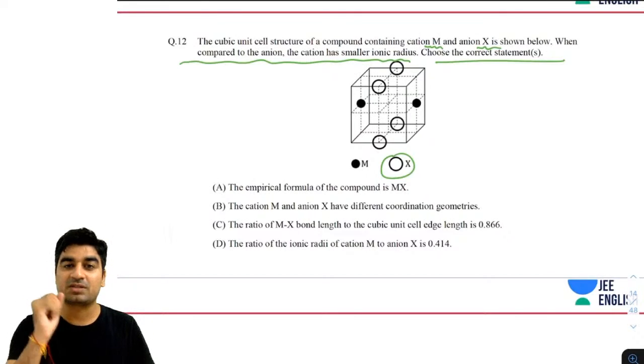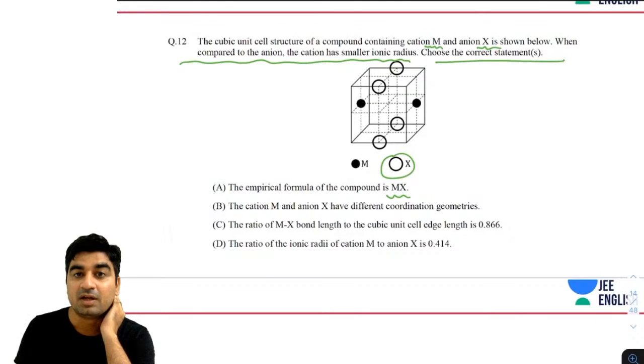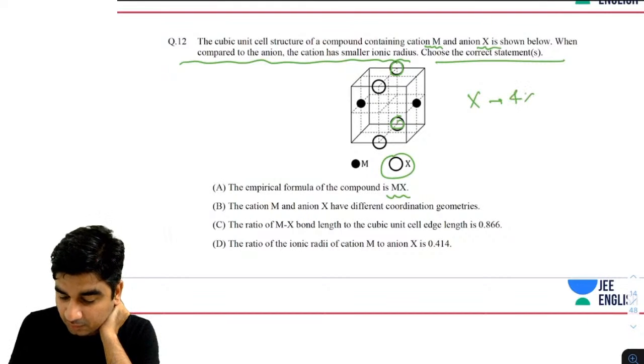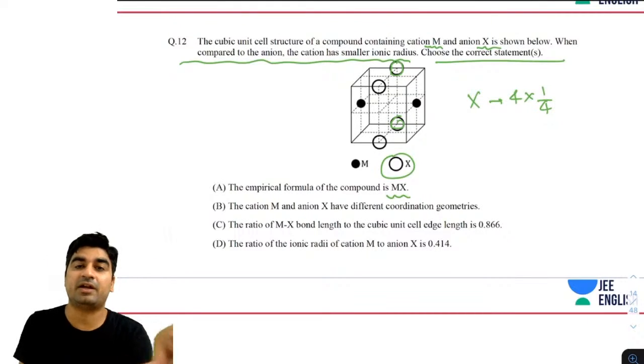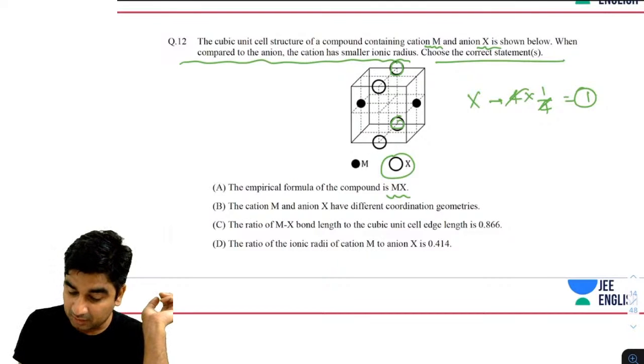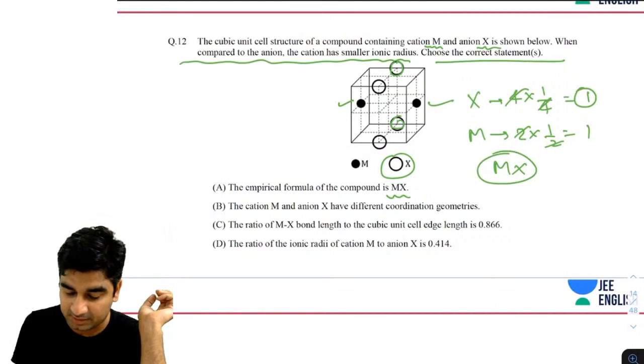So how will you do this? The empirical formula of the compound is MX. As you can see, X is present on the edges, so there are 4 X, 4 into 1 by 4, because any atom on the edges is shared by 4 cells, so it will be 1. Now if I talk about M, there are 2 M atoms, so it will be 2 into 1 by 2 because they are on the faces. So the formula will be MX.